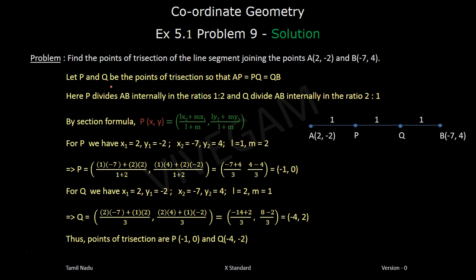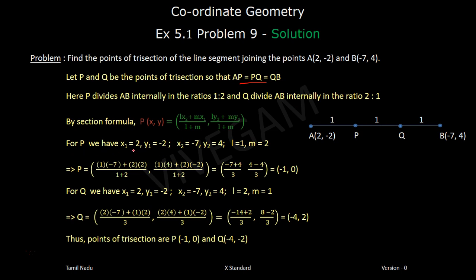So let P and Q be the points of trisection so that AP equals PQ equals QB. This is the important condition of trisection. So it will be 1:1:1. Now P divides AB internally in the ratio of 1:2, and Q divides AB in the ratio of 2:1. So using those values and this formula, you should be able to calculate points P and Q.